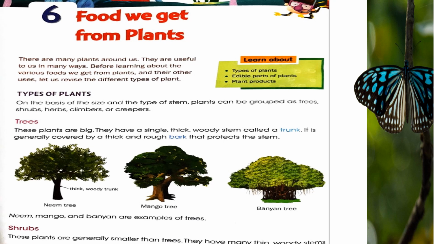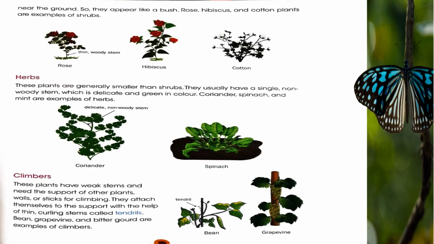Shrubs. These plants are generally smaller than trees. They have many thin woody stems near the ground, so they appear like a bush. Rose, hibiscus, and cotton plants are examples of shrubs. Herbs. These plants are generally smaller than shrubs. They usually have a single non-woody stem, which is delicate and green in color. Coriander, spinach, and mint are examples of herbs.